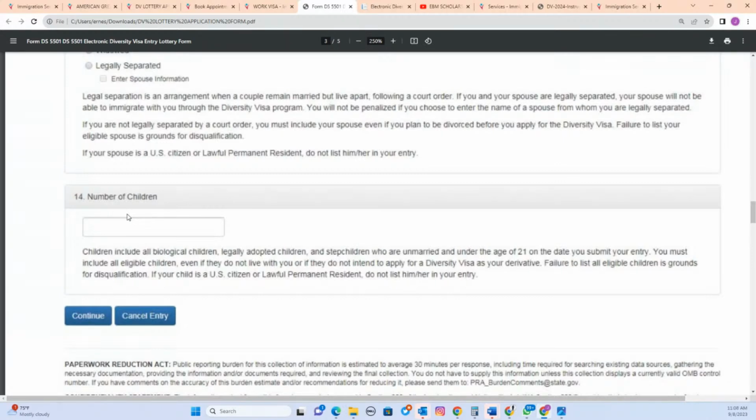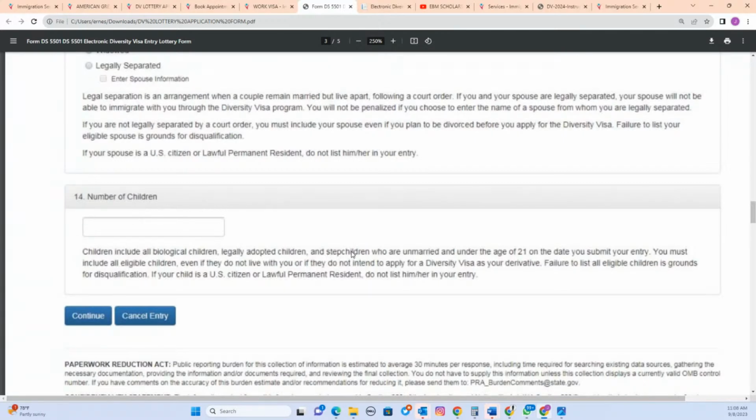Remember, you have not adopted that child. Paying for school fees is not adoption. Paying for food is not adoption. You must have a legal document of adoption. So apply if that is adopted. If it's not, apply without that child, and then if you win, you can go get legal adoption. You can add it later.